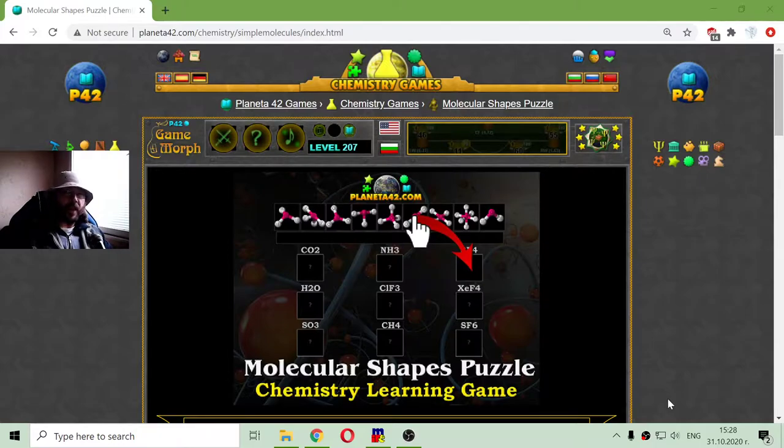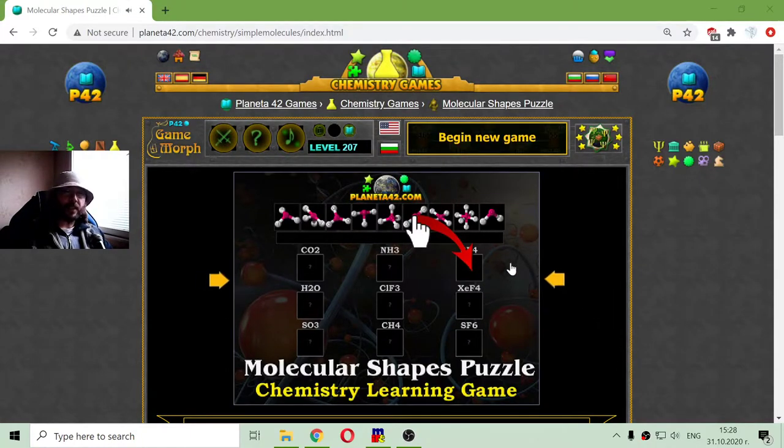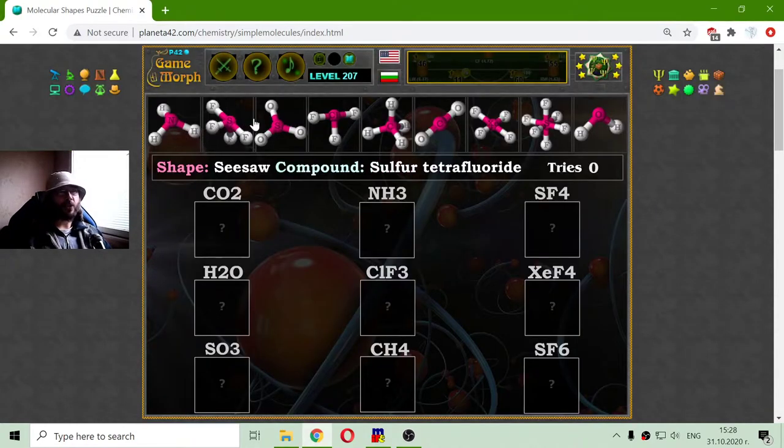Today's educational game that I play is a fun chemistry puzzle about the shapes of the atoms that form the molecules. So now I will just look at the chemical formulas and we'll match them with the shape of that compound. And let me begin with the most simple molecule shape.